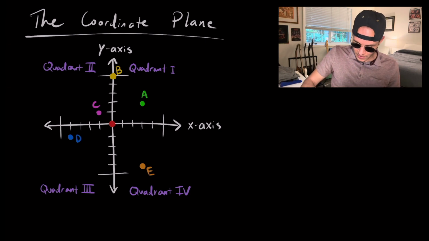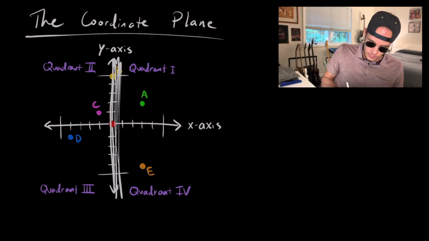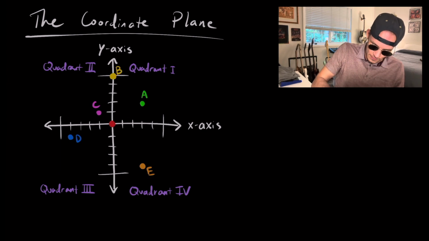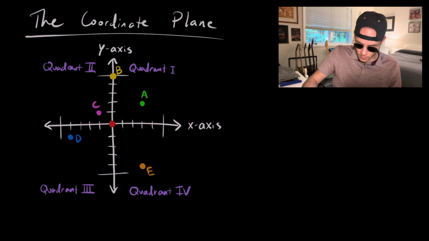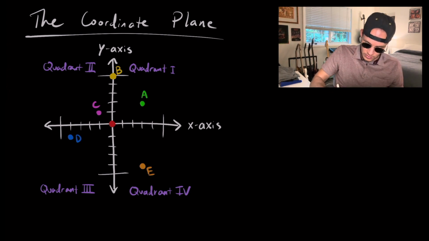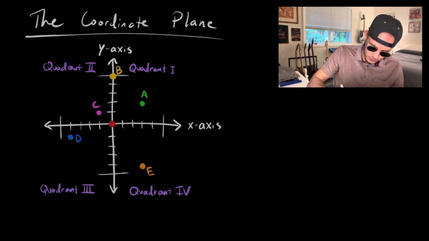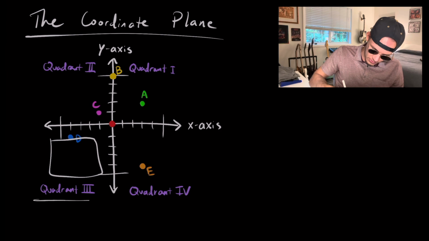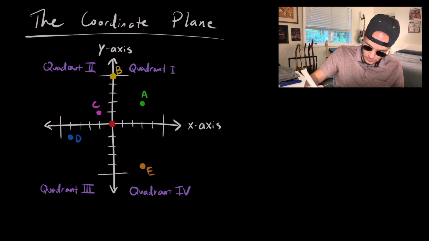So the coordinate plane is created by drawing two lines, one going vertical and one going horizontal, like that. The horizontal one is called the x-axis. The vertical one is called the y-axis. We have 4 quadrants, right? When these two axes intersect like that, you get 4 squares. So the top right square, right over here, is called quadrant 1. The top left square over here is quadrant 2. The bottom left square here is quadrant 3. And the bottom right square is quadrant number 4.